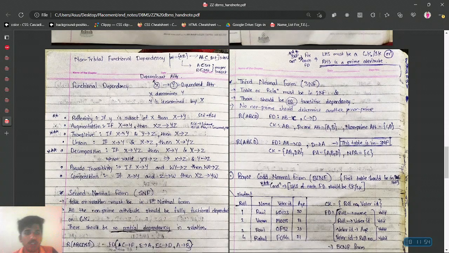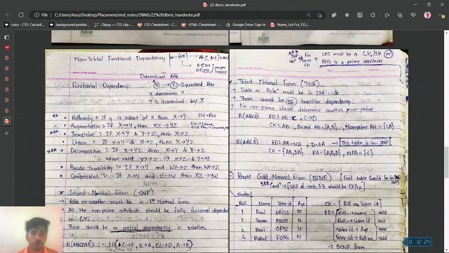Now comes the functional dependency. Y is dependent on X. So here X is a determinant attribute, Y is a dependent attribute. X determines Y. So X is a determinant, Y is a dependent. Y is dependent on X, Y is determined by X.